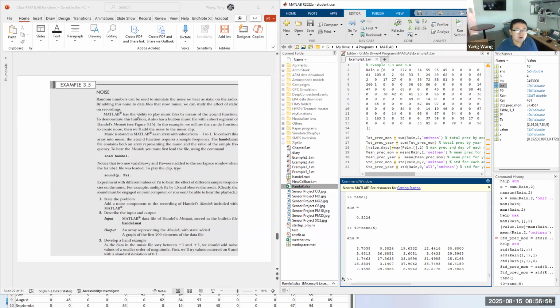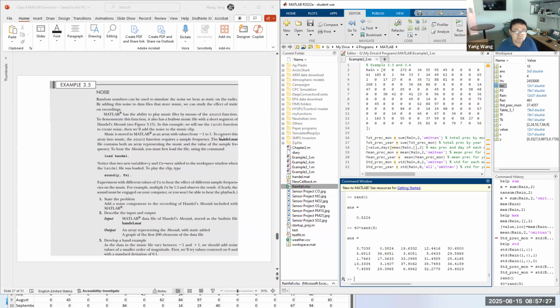By adding this noise to data files that store music, we can study the effect of static on recordings. Actually, MATLAB has the ability to play music, and the music is formatted in two types of data. One is the frequency, the other is the speed, or how fast it plays.